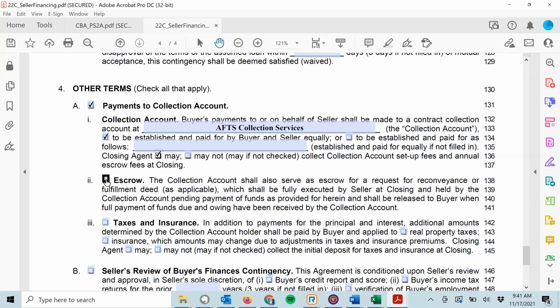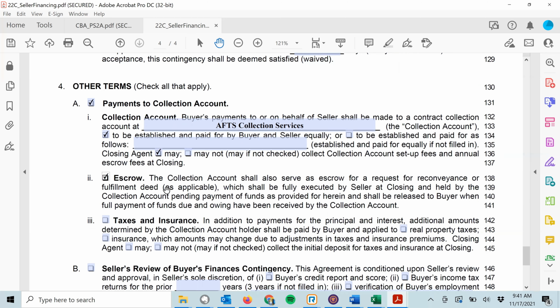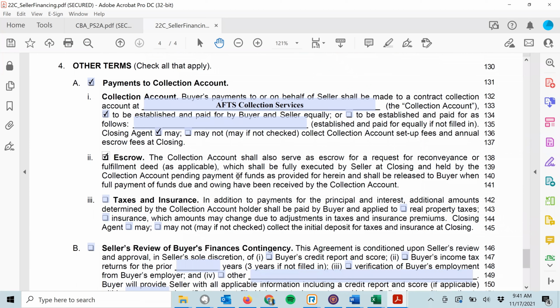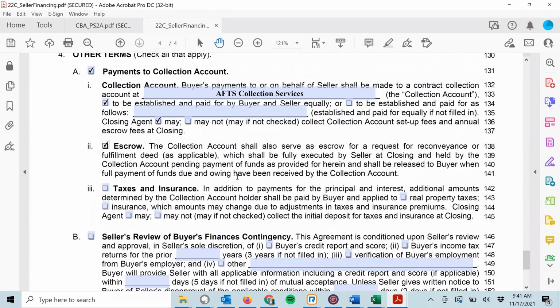Now, the collection account can also serve as escrow for reconveying an underlying mortgage, paying taxes, all kinds of stuff after the closing happens, right? So you have to decide, do we want them to handle those payments? And in most cases, the answer should be yes, because as a buyer, I'd be very nervous if the seller was going to handle those payments, because if they don't, I could get screwed, right?